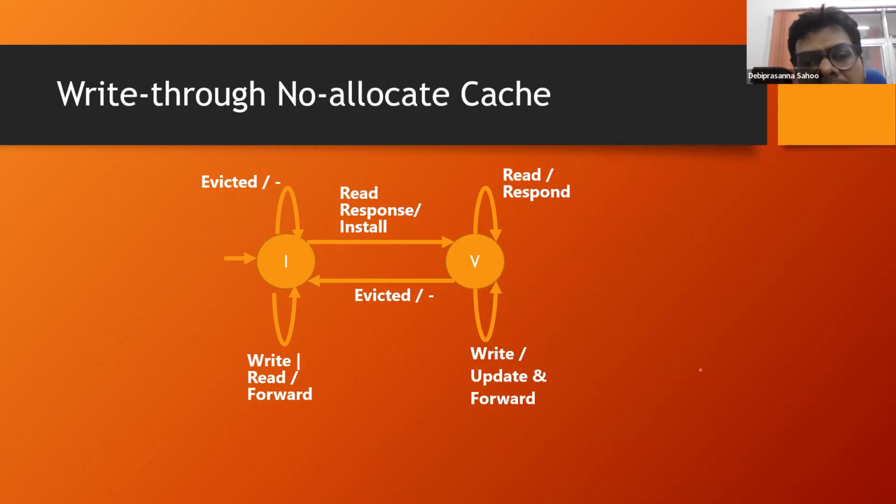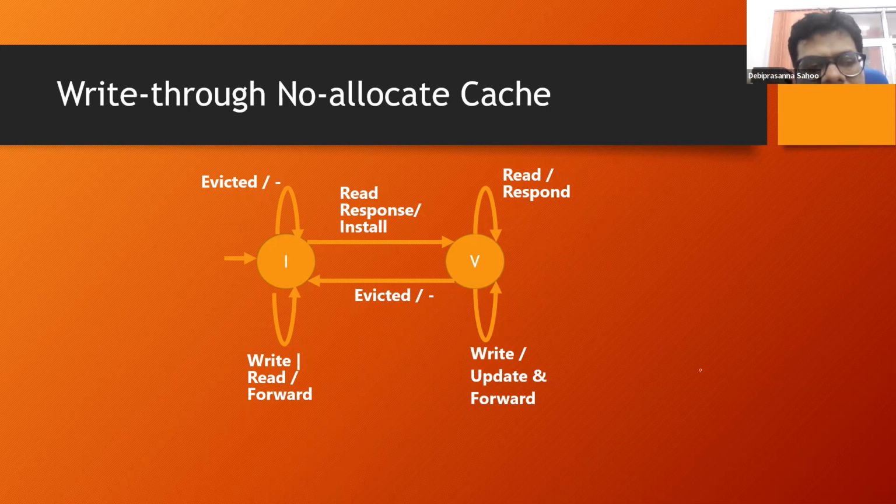And with a miss, you have two different options there also. You can go ahead with allocate or you can go ahead with no allocate. With allocate, even if you have a write miss, you pull in the data from the memory, put it into the cache and update it. That's allocate. With no allocate, you just send out the request upon a write miss and forget it. Typically write through caches are used with no allocate, because anyway you are writing through. So even if you have a miss, why pull in the data again? So typically they are configured as write through with no allocate.